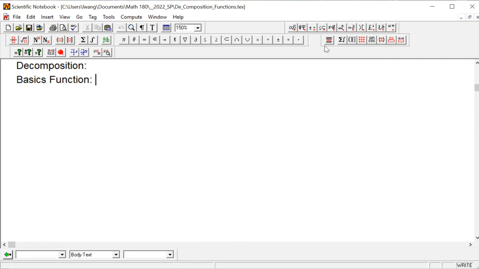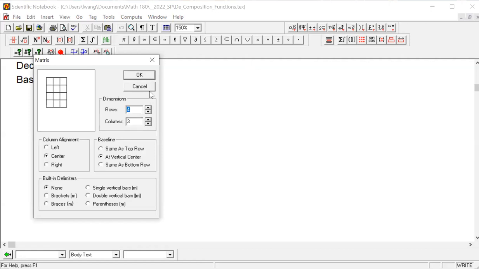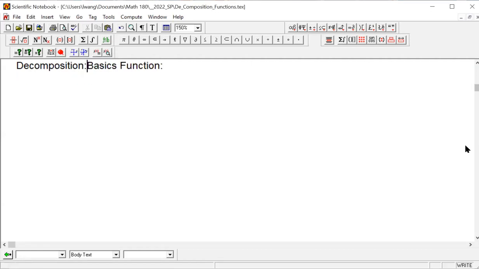Let's decompose into basic functions. Let me give you some examples. For example, you have (1 plus x squared) to the power of 23.